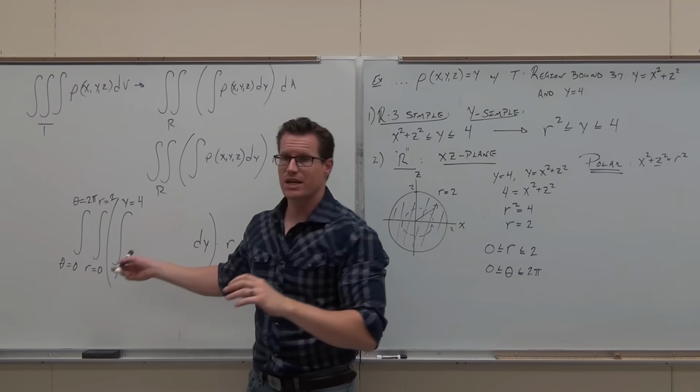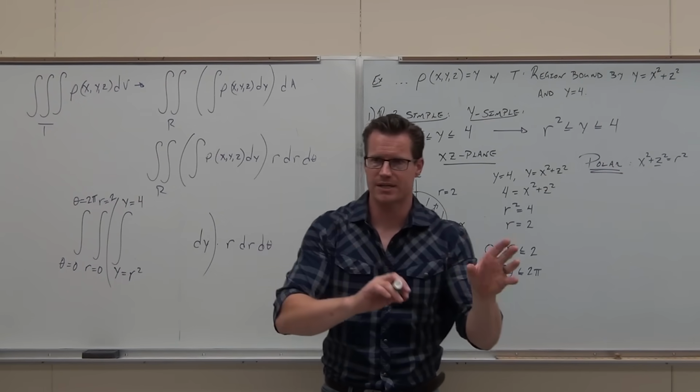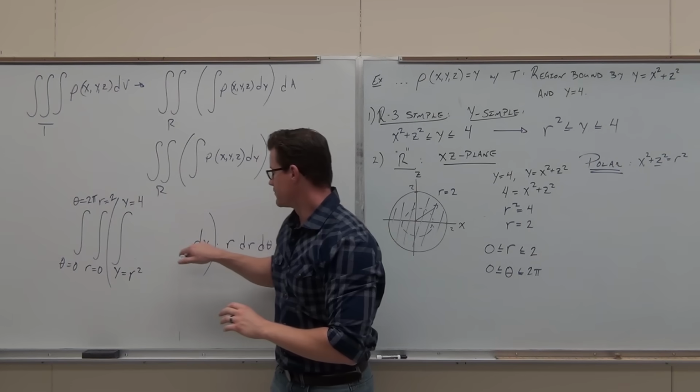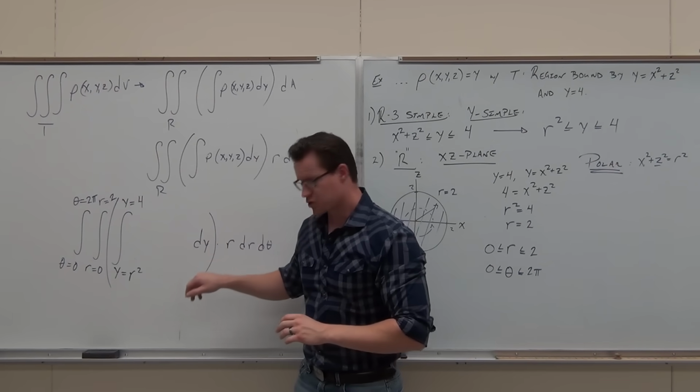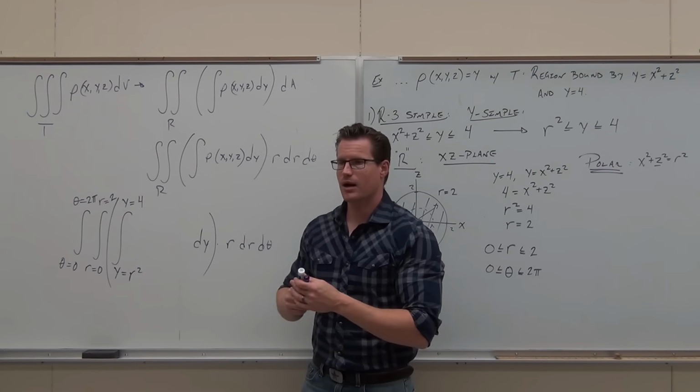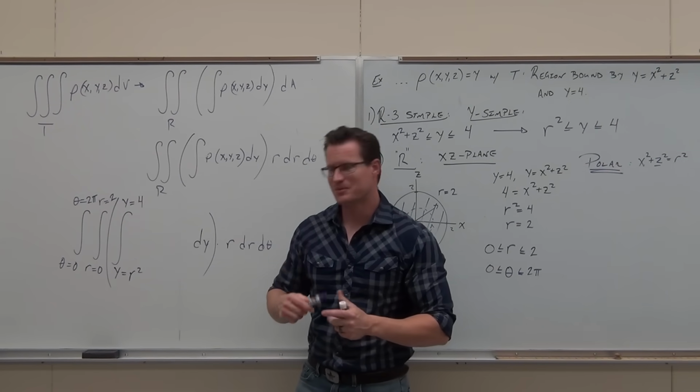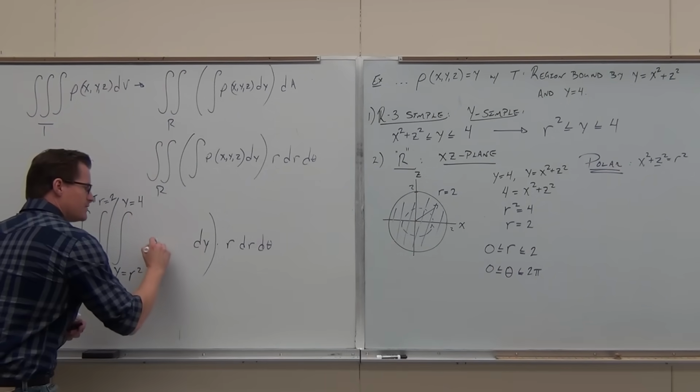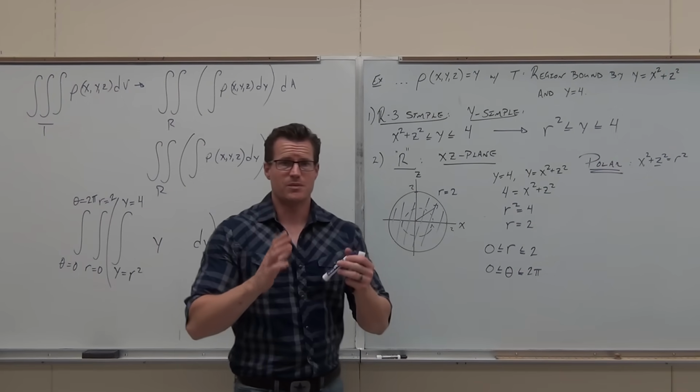Because even if it was x's and z's, some books change it ahead of time, and they shouldn't. If it has a variable like this, you have to integrate with respect to that variable. Don't worry, I got more. Does that make sense? I got lots more. So you leave this. Look, it's going to be fine.